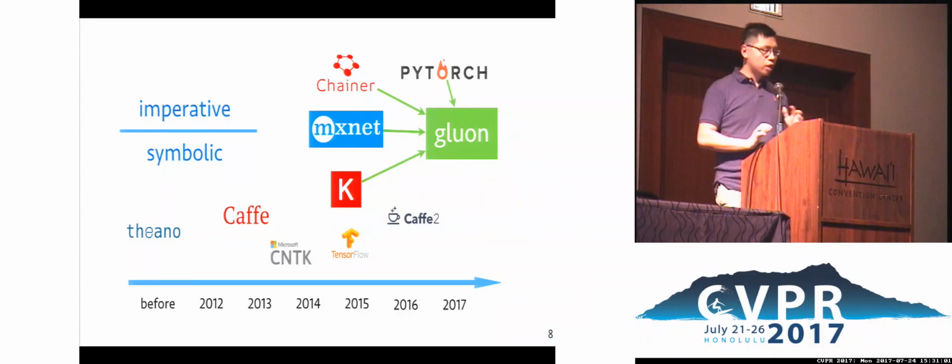So this kind of solved the previous MXNet problem, that you can only define the network within the symbolic way. So now you can use the imperative.